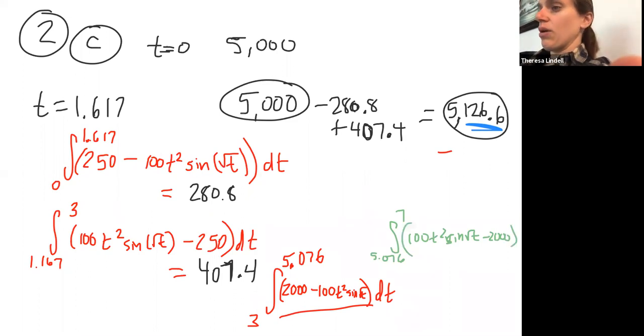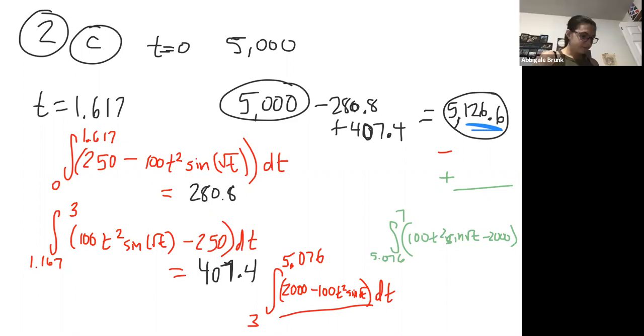And so then it's going to go up and down, and then it's going to go up again. And if we end higher than 5,126.6, that means that the max happens at the very end. If we end lower than that, that means that the max happened at time t equals 3 that we just had. Yeah. So that's my 3.